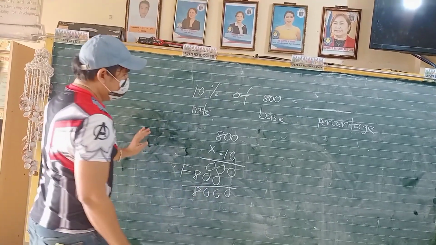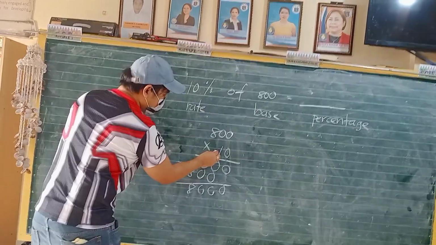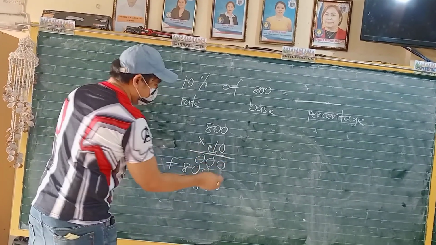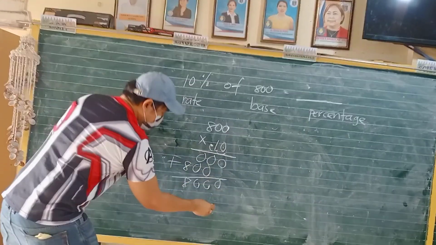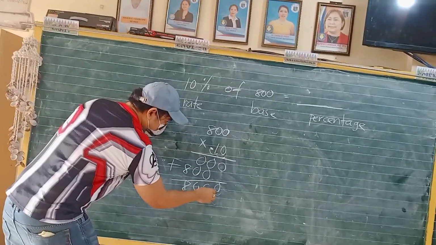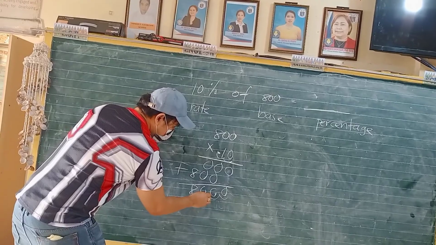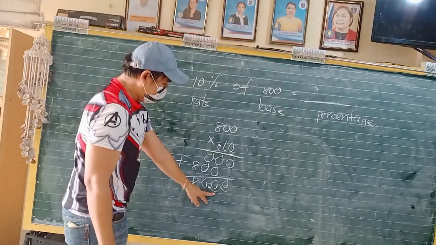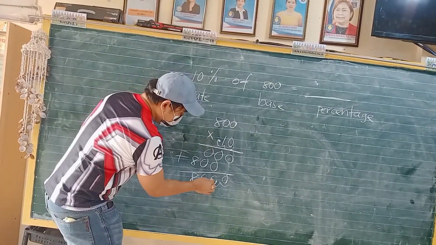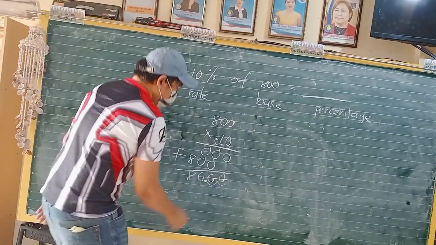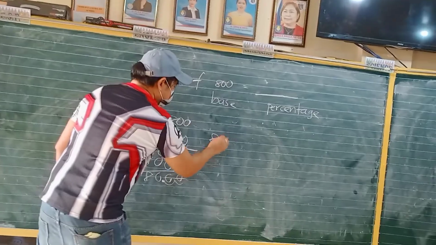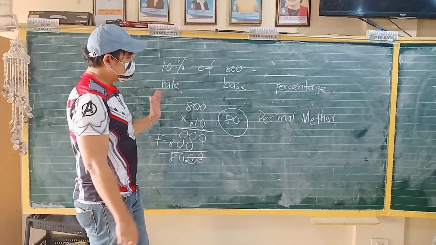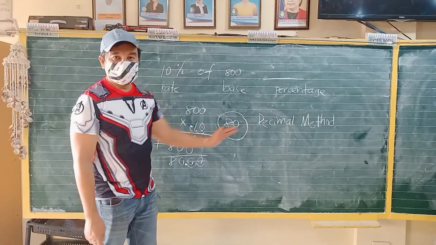Then the next step will be, we will count the number of decimal places. Then we will count 1, 2. So we have 2 decimal places. So from here, we'll count 2. 1, 2. So the answer will be 18.00. Then we will do the canceling of this one. So we have the 80 as the answer. Okay, this is called the decimal method.